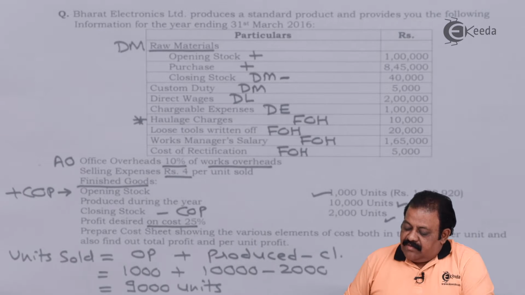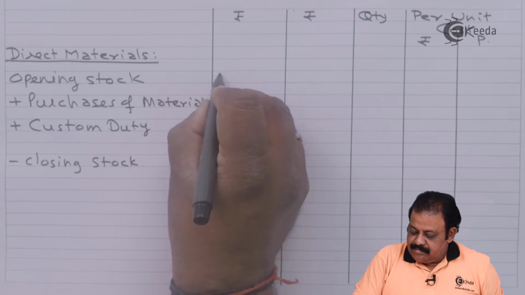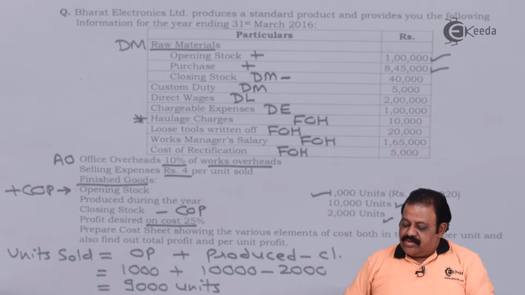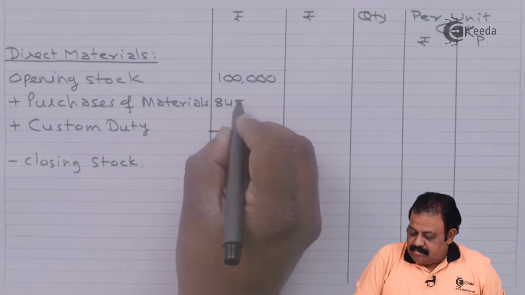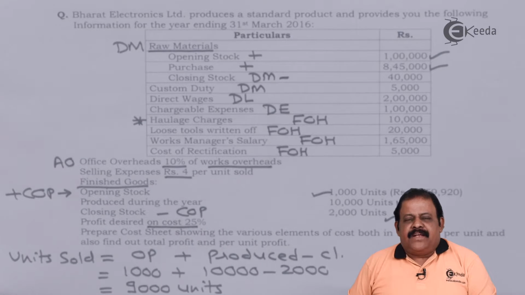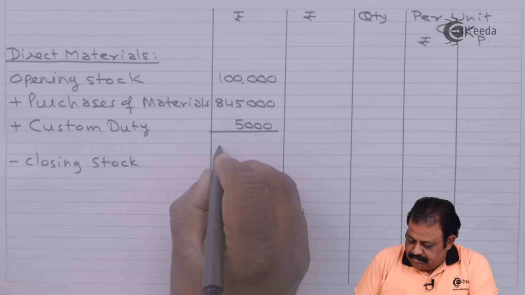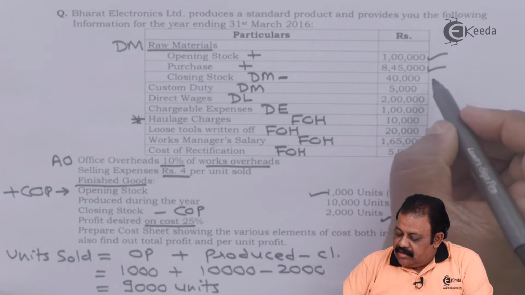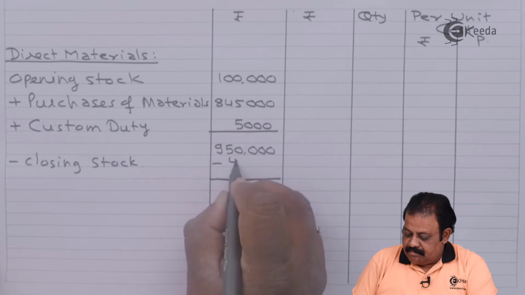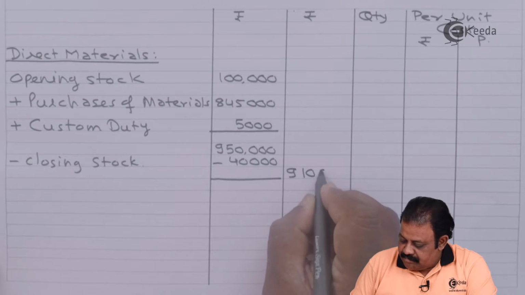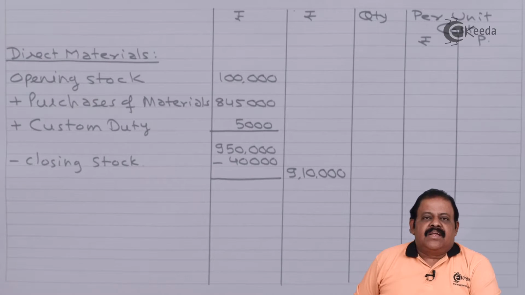Opening stock of raw material is given rupees 1 lakh. Purchase of raw material is given 8,45,000. Custom duty is given 5,000. It's an expense on direct material. Closing stock of raw material rupees 40,000. So direct material consumed rupees 9 lakh 10,000.